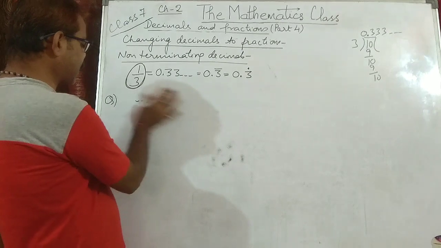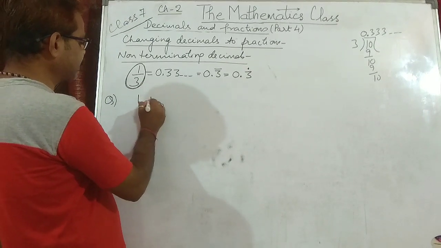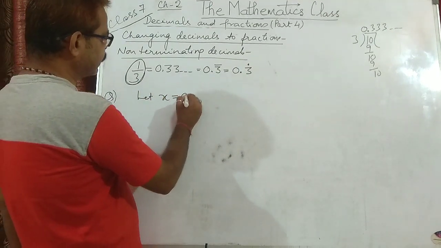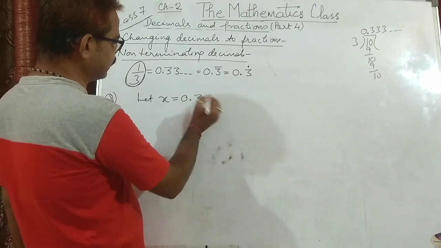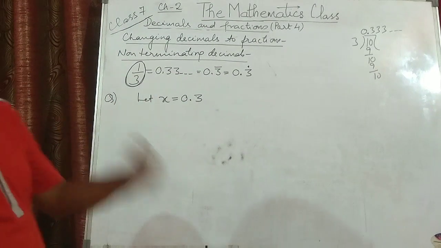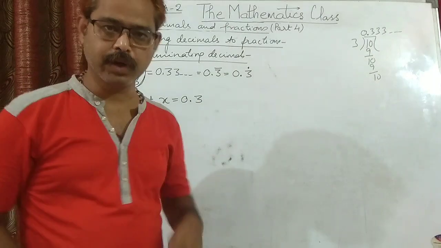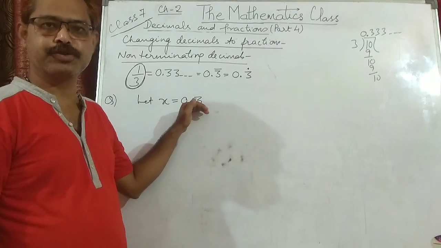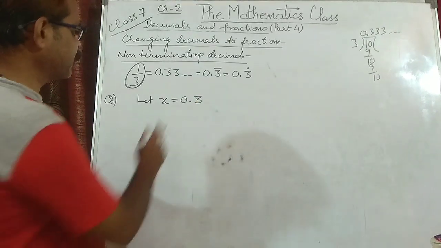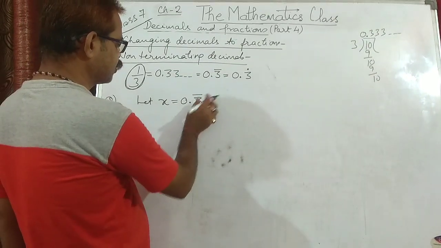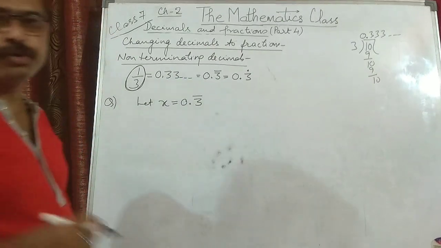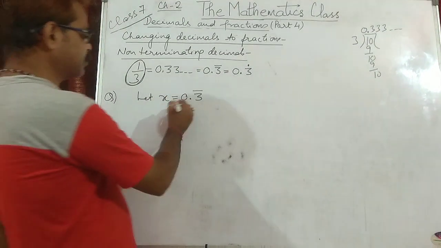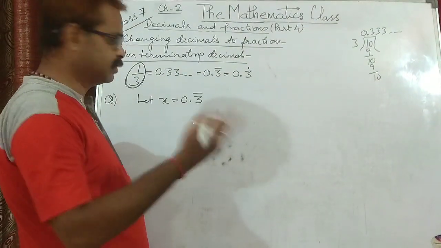What are we going to do in this? Let us assume x, there is a variable known as x, and that has been assigned a value of 0.3. What we did, we took a variable x and that has been equated to 0.3 bar. 0.3 bar means 0.3333 and so on.